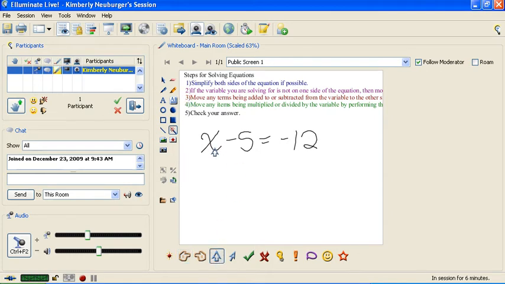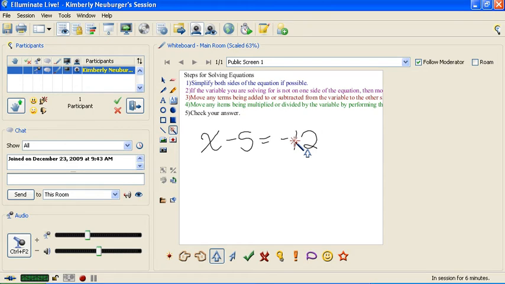Now, when you're moving an item from one side to the other, you can't just move it. You have to move it by using some different properties. And the property that allows you to move something from one side to the other is one that allows you to add the same thing to both sides of an equation. And that gives you the idea that if I put something here and I put it over here, this equation is going to stay equal.